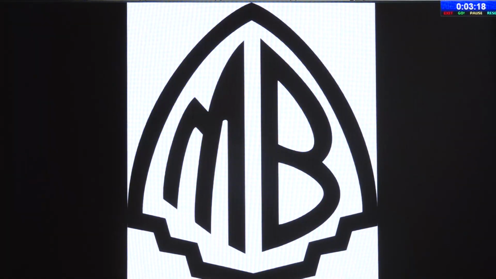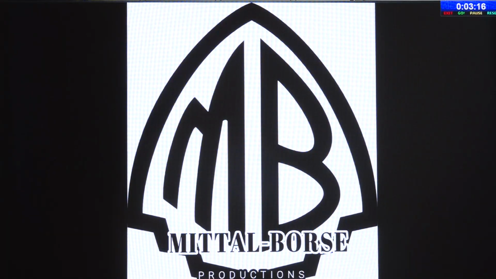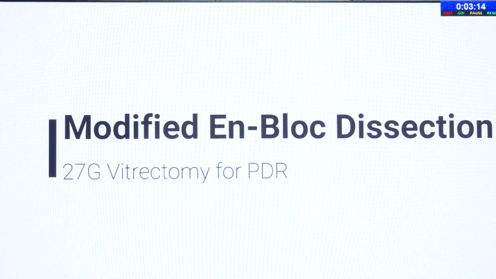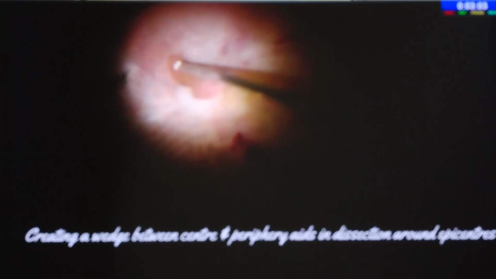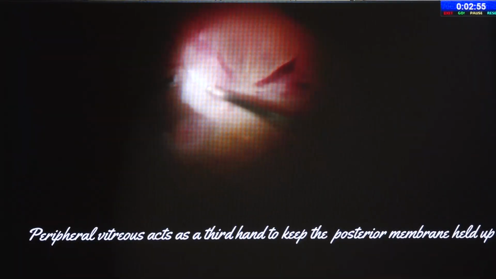So I'll show you another case just to see whether it works in combined retinal detachments or not. So again, this was a 27 gauge vitrectomy for a patient with PDR and combined retinal detachment. Just pick up the membrane from the disc, just create a wedge between the peripheral retina and the central retina. You just see, and just start inducing the PVD in the periphery.